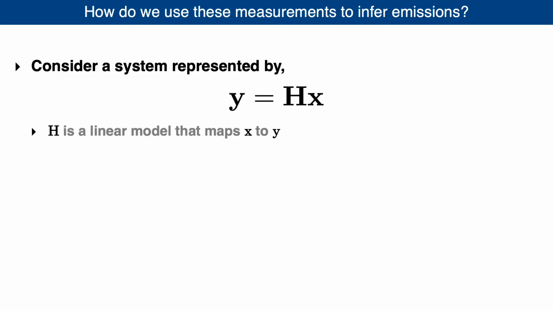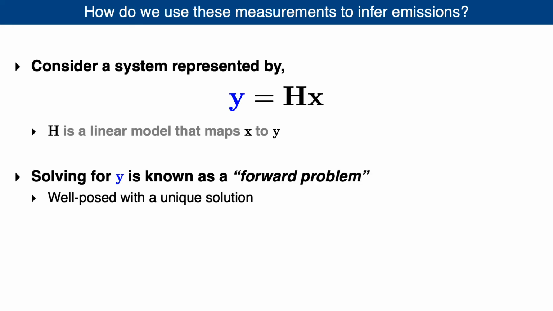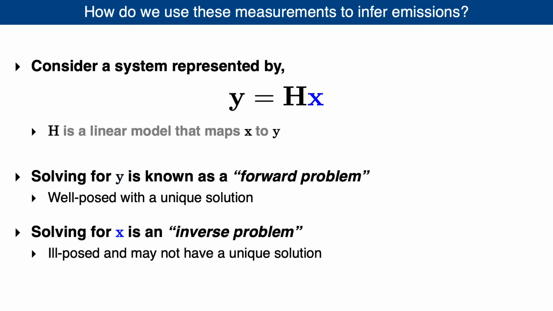We can say this more explicitly, or more quantitatively, by saying that our measurements are y, a vector, and our emissions are x, and there's some model h that maps between the emissions and the measurements. So if we were to solve for y, this is known as a forward problem. It's a well-posed problem with a unique solution. In contrast, solving for x is an inverse problem, and it's ill-posed and may not have a unique solution.